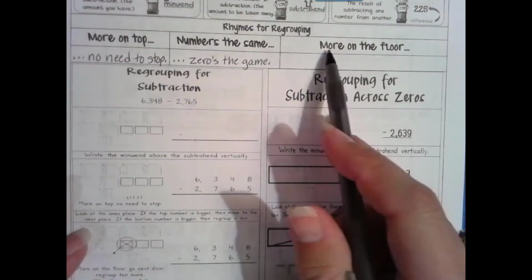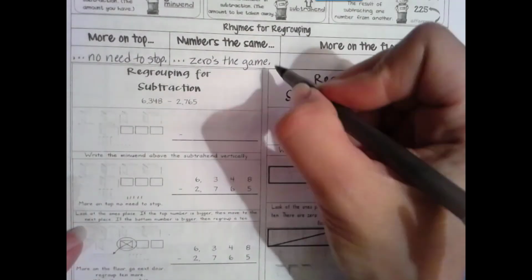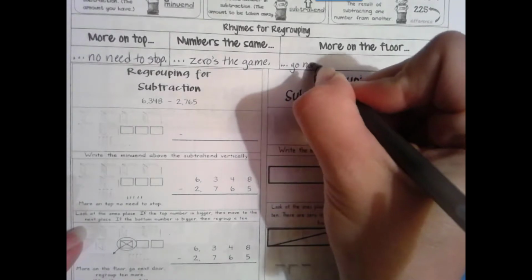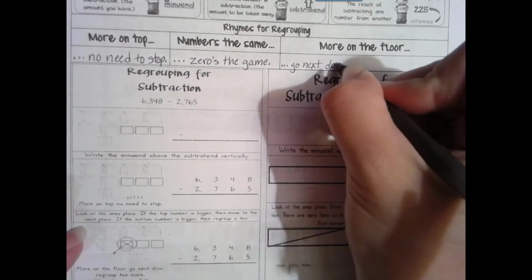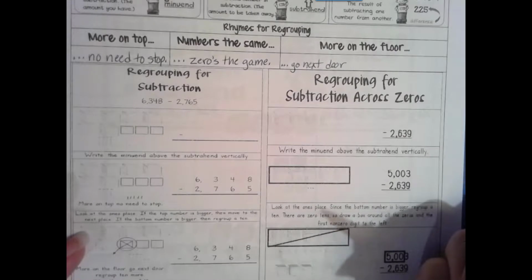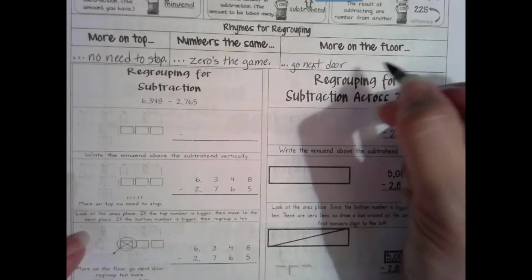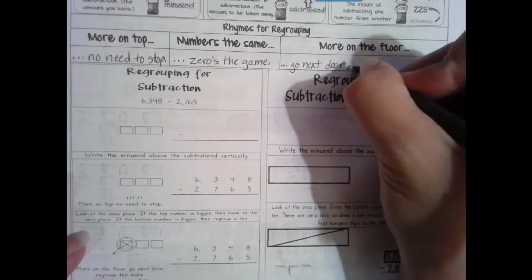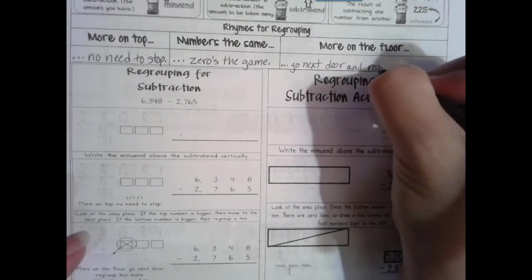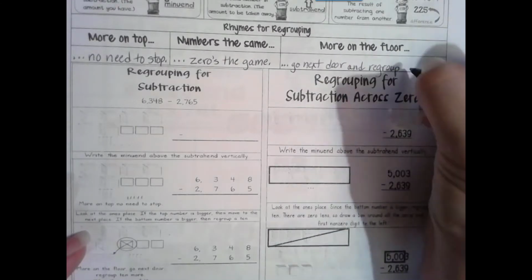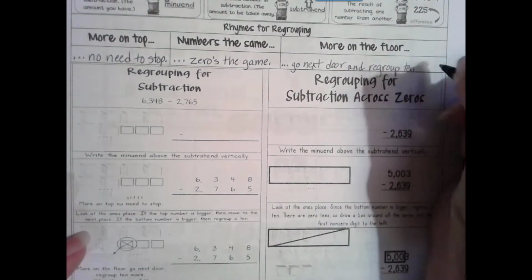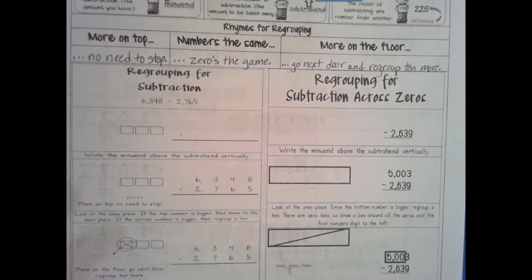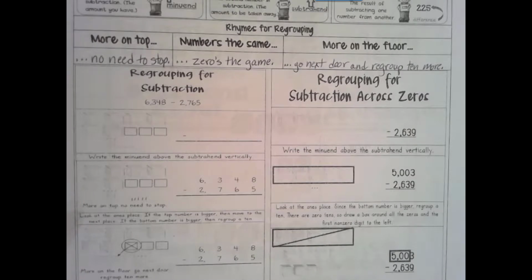And then last, more on the floor. Go next door to the larger place. You can't borrow from somebody who has less. You have to borrow from somebody who has more. And regroup. Okay, so those are the sayings we're going to use.